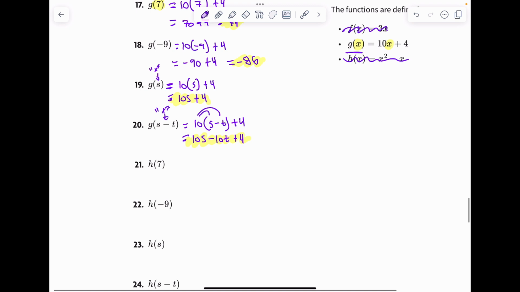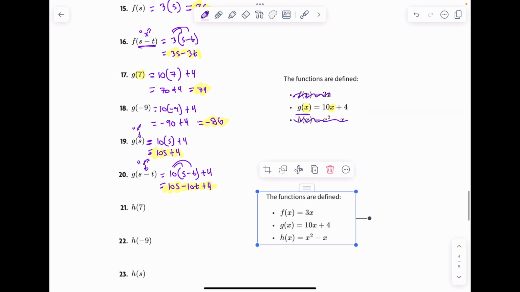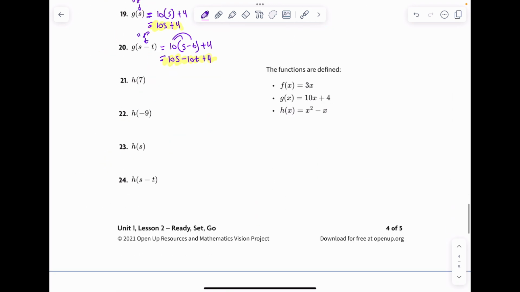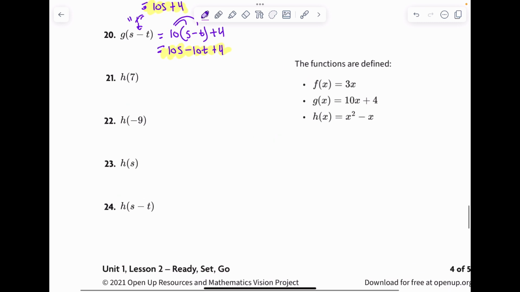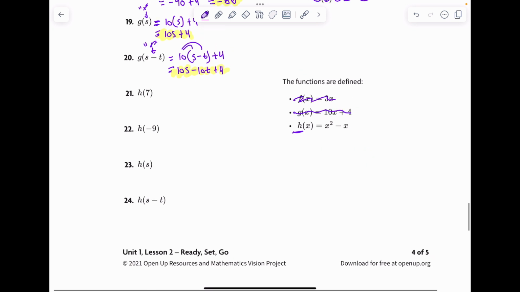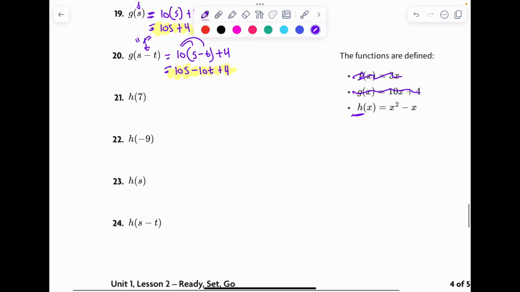Now we're talking about h. So now we care about h. I don't care about f. I don't care about g, right? All these are h's, so I only care about h. Now, let's do some algebra. Let's get into it. I'm going to maybe put these up here.